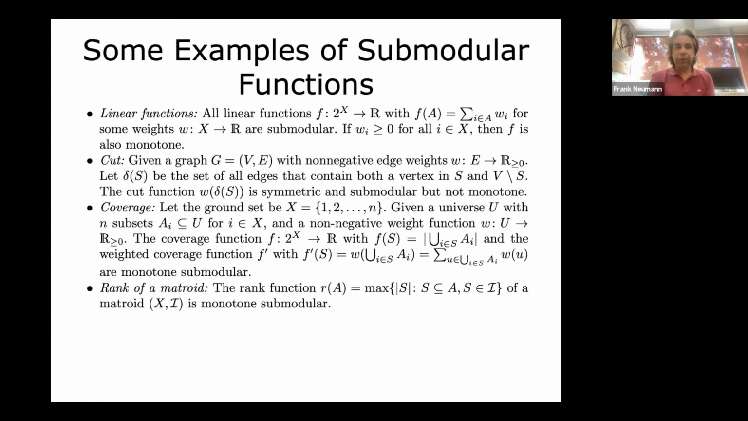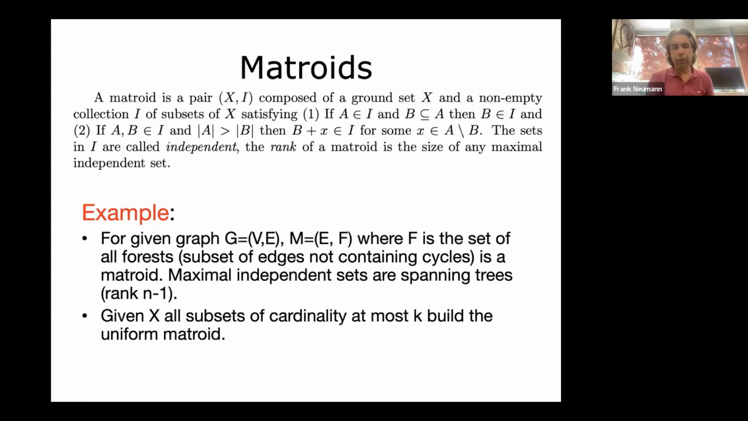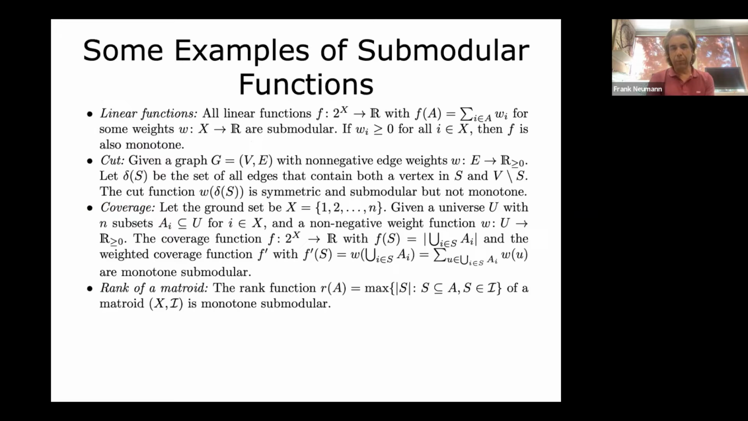So this is what you can consider in terms of constraints, and you will see in many papers that they consider submodular functions in connection with matroid constraints or other types of constraints. So let's go back a bit to submodular functions. What can you model with submodular functions? Of course, linear functions, where you just have elements and you sum up the ones that you have selected. The class of linear functions fits in there.